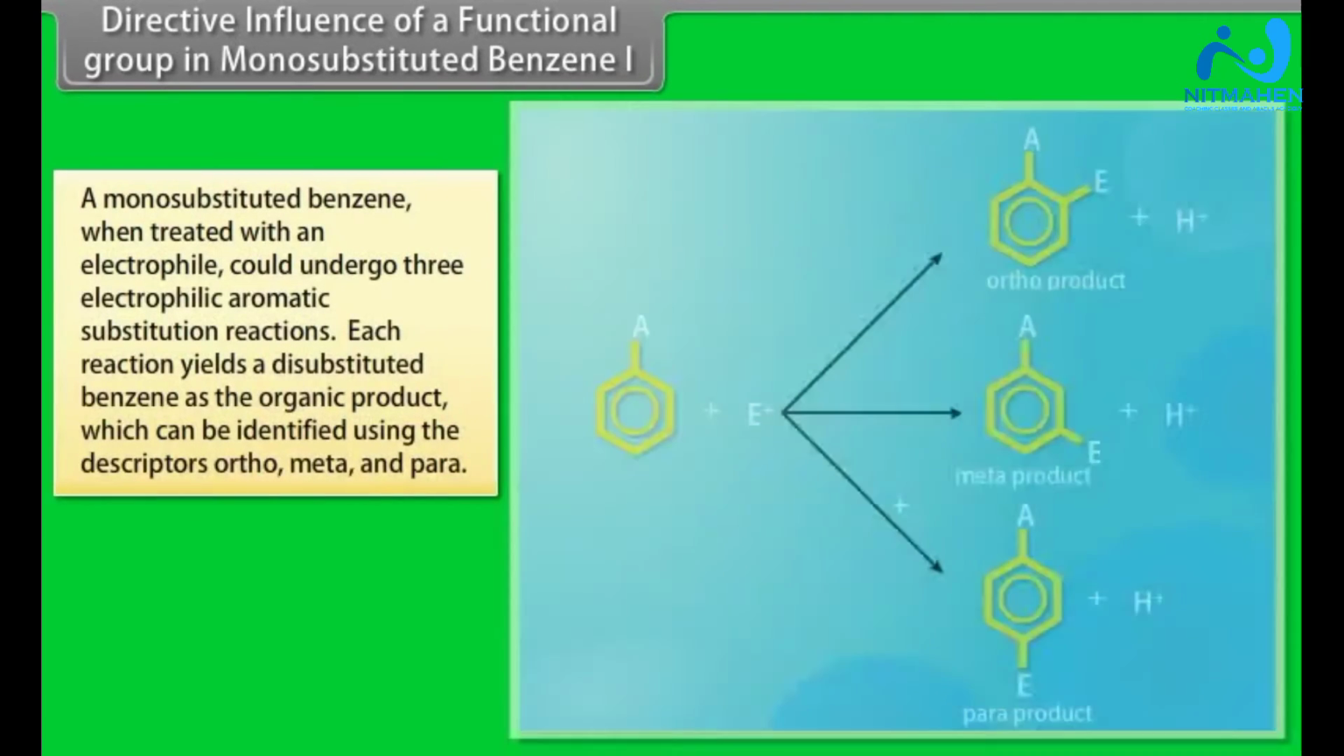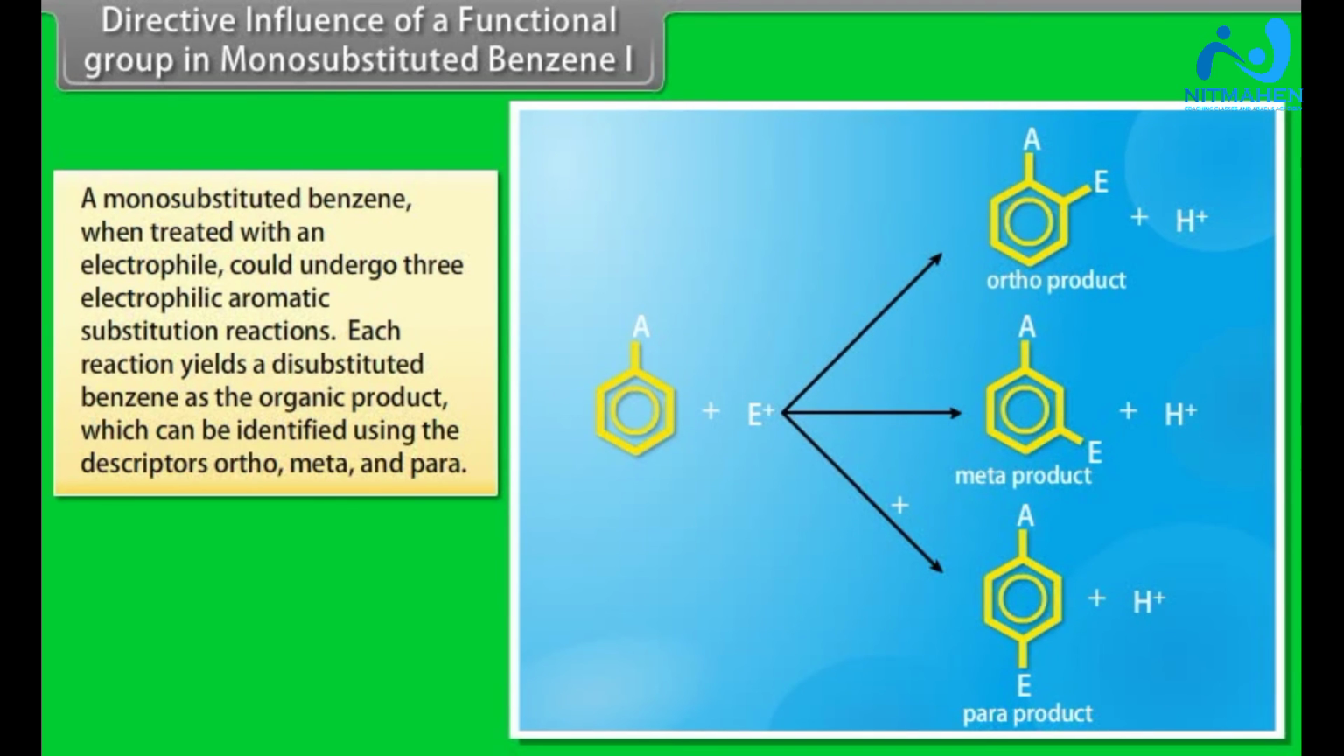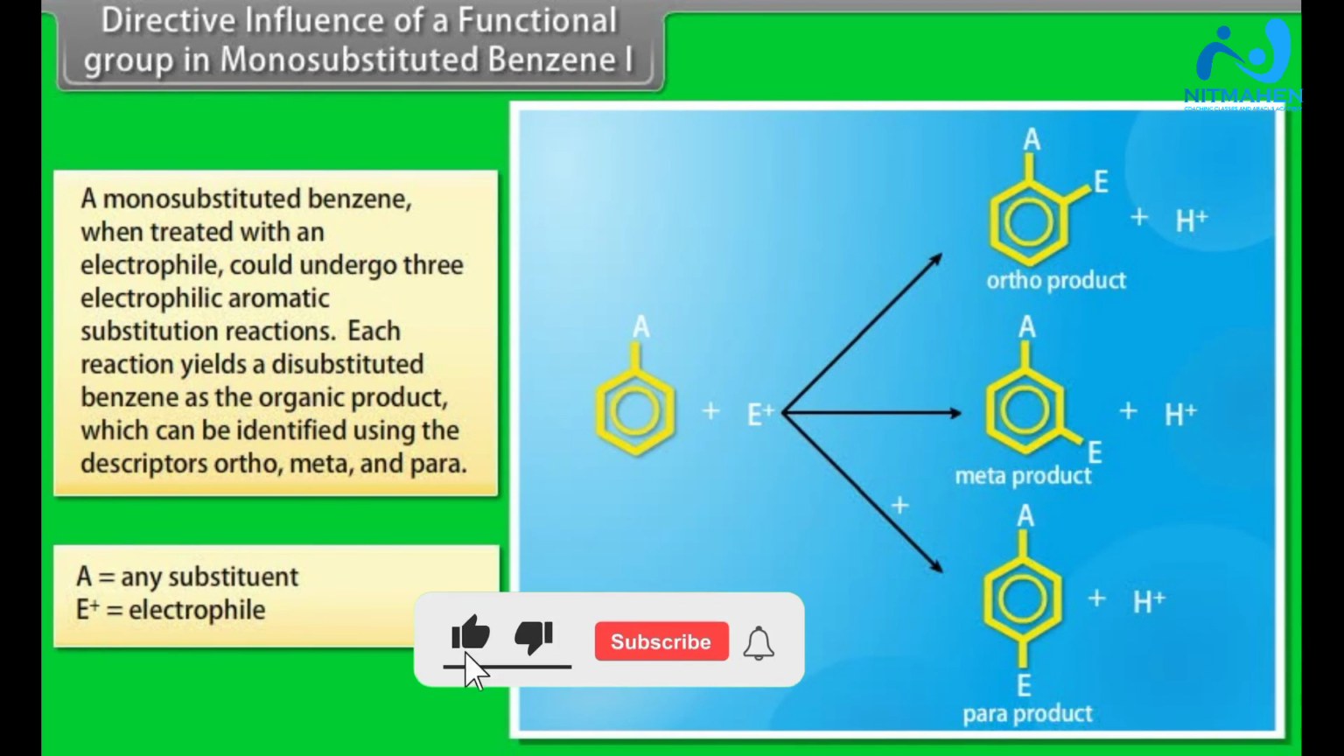Directive influence of a functional group in monosubstituted benzene 1. A monosubstituted benzene, when treated with an electrophile, could undergo three electrophilic aromatic substitution reactions. Each reaction yields a disubstituted benzene as the organic product, which can be identified using the descriptors ortho, meta, and para. A equals any substituent. E+ equals electrophile.